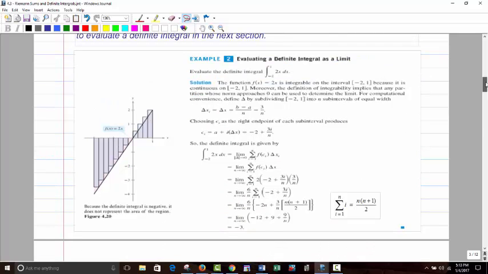So they're just using this limit definition to evaluate this definite integral from -2 to 1, 2x dx. And the irony is you're going to see how so much simpler this is by using an antiderivative process coming up in the next section.